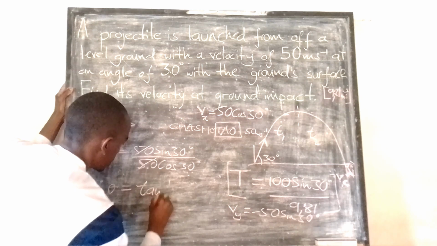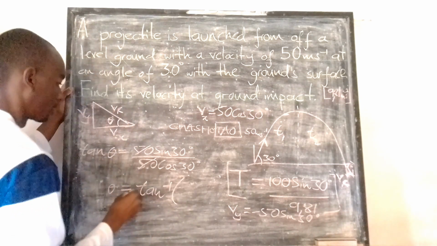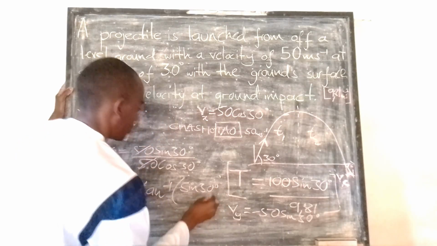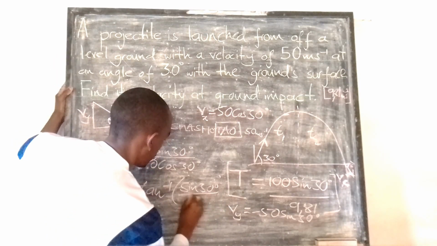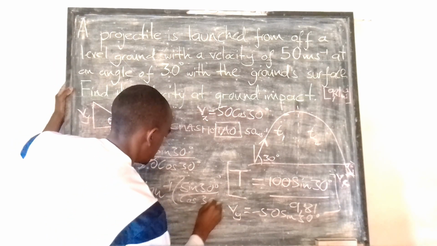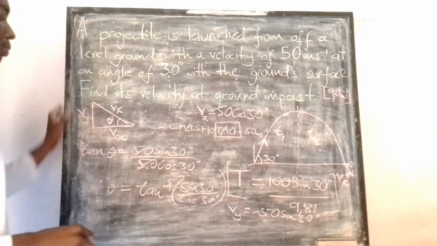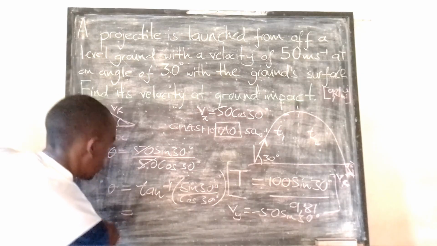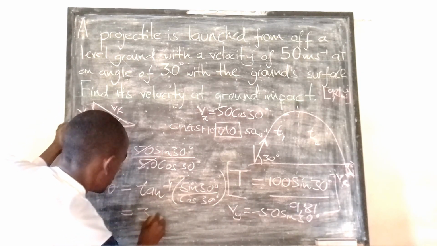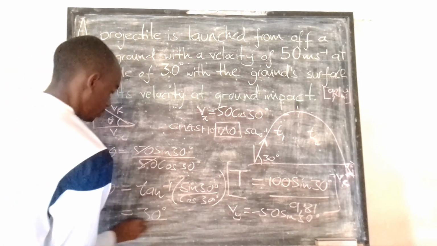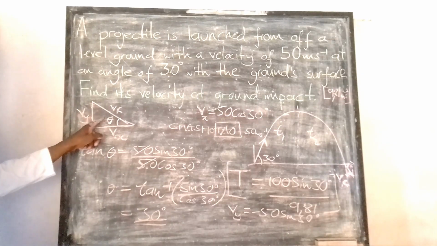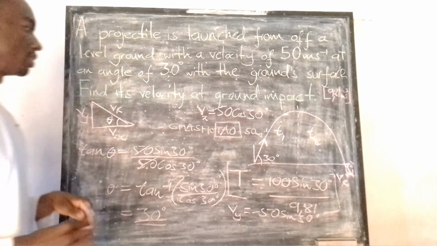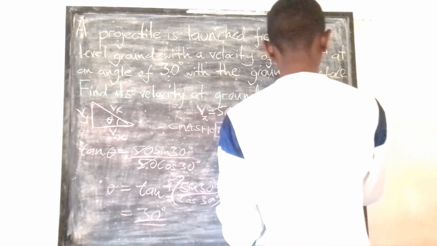Is equal to arc tan sine 30 degrees over cos 30 degrees. And if you punch this into your calculator, you should get the value 30 degrees. So our theta over here is equal to what? Is equal to 30 degrees. So we're going to record it over here because of space.